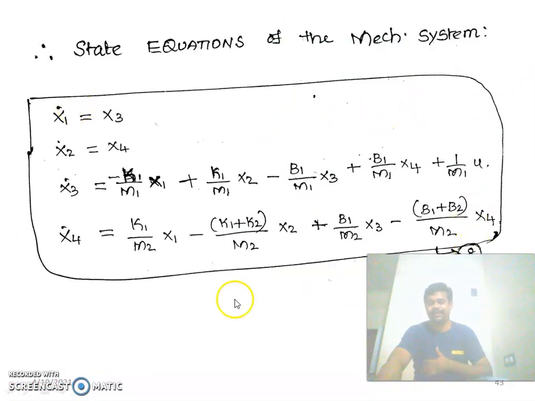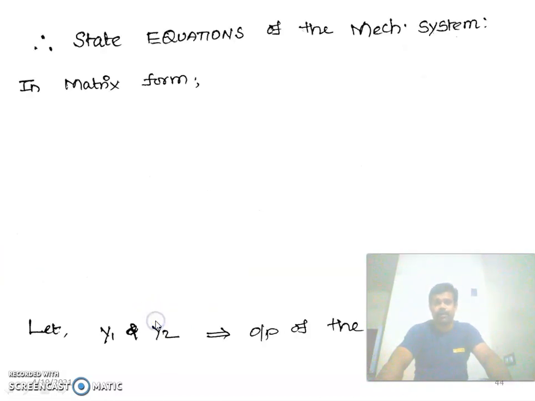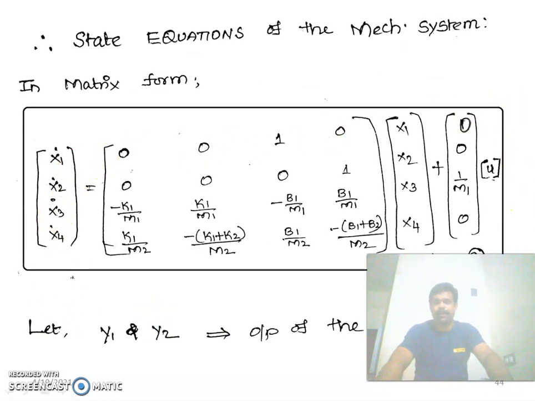Now these are nothing but the state equations. So here you are having only x3. It can be written as 0x1 plus 0x2 plus x3 plus 0x4 plus 0u. Similarly, x2 dash can be written as 0x1 plus 0x2 plus 0x3 plus x4 plus 0u. Similarly, here you are having all the terms for x3 dot and x4 dot. Then we are going to write it in matrix form.